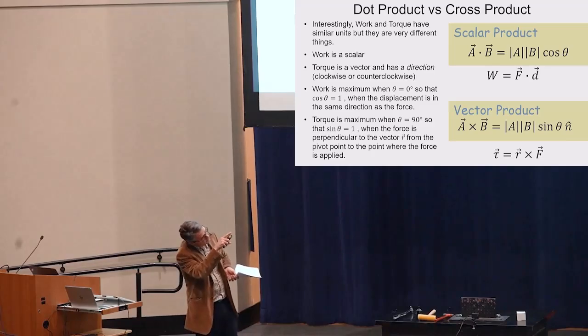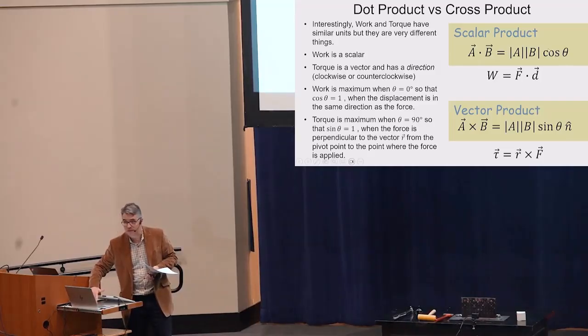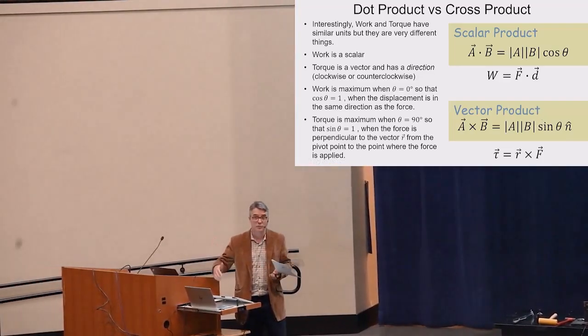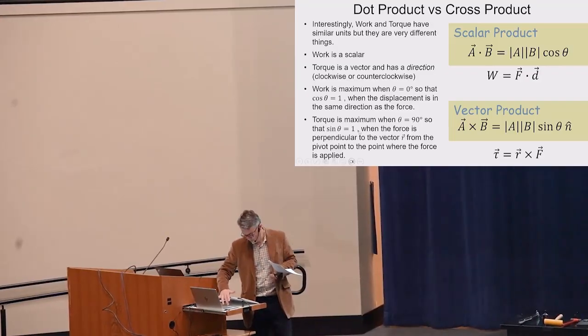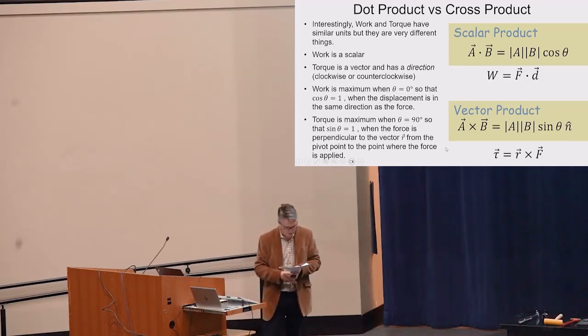And it's because if you look at the equations for scalar product, you see this cos theta. So there, if theta is 0, then cos is a maximum. Cos of theta of 0 is 1. But here you have a sine theta for torque. And so if theta is 0, so your r vector and your F vector are in the same direction, you end up with 0. And then sine has a maximum at 90 degrees. So when sine theta is 1, that's when the force is perpendicular to the vector r from the pivot point to the point where the force is applied.